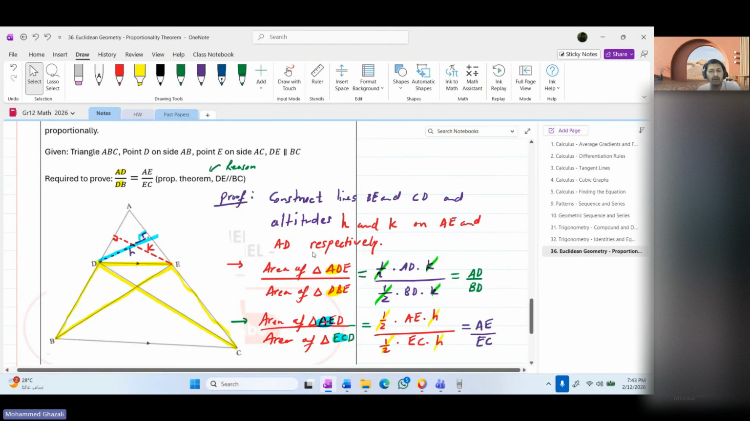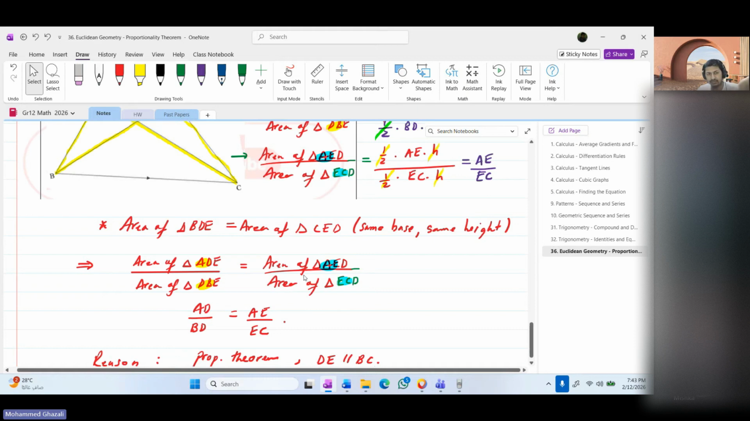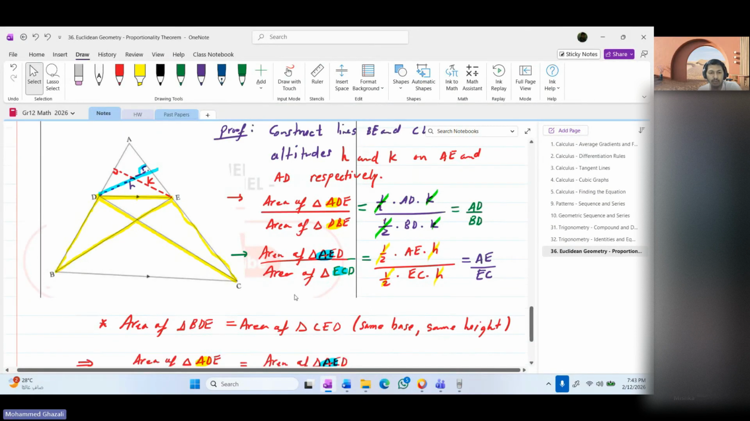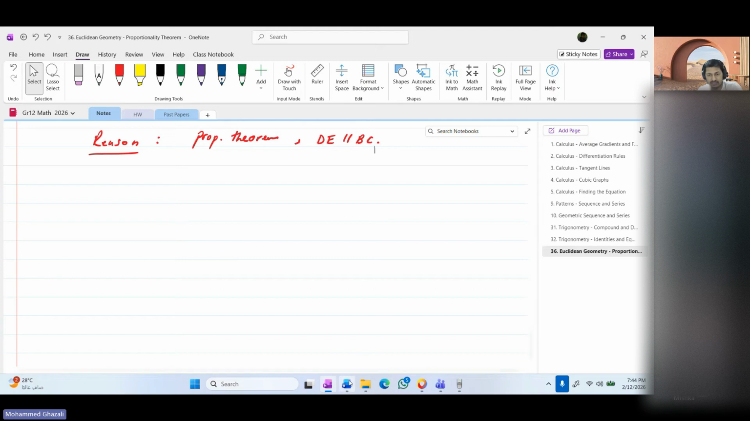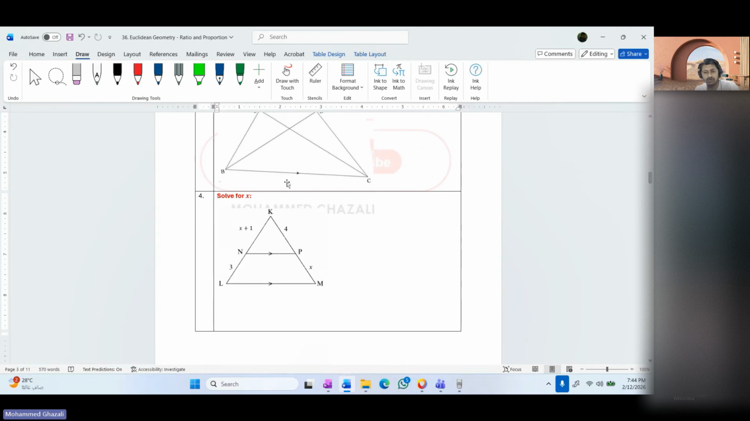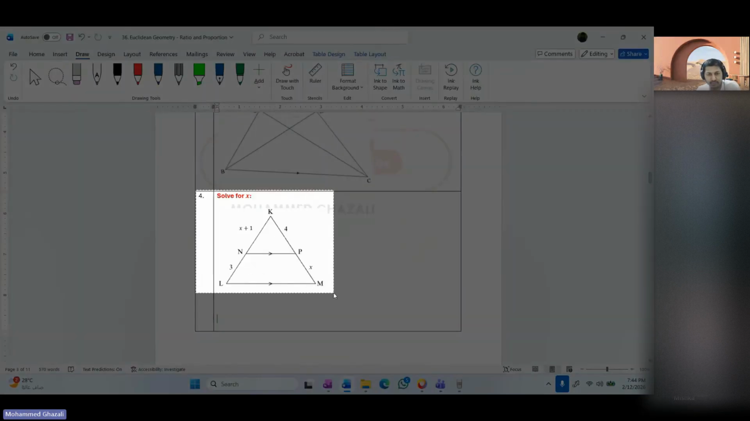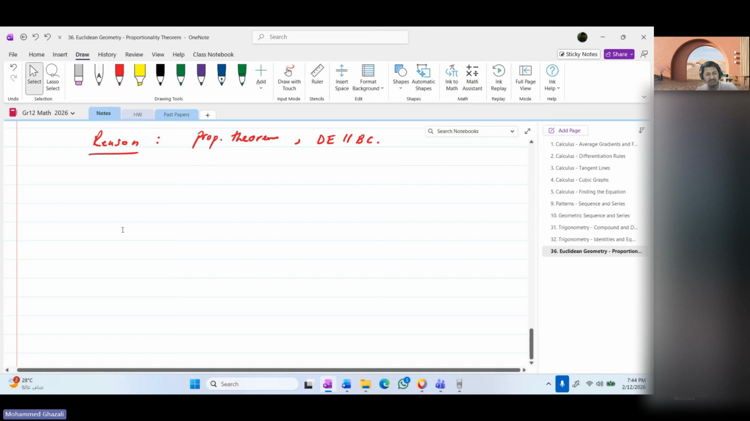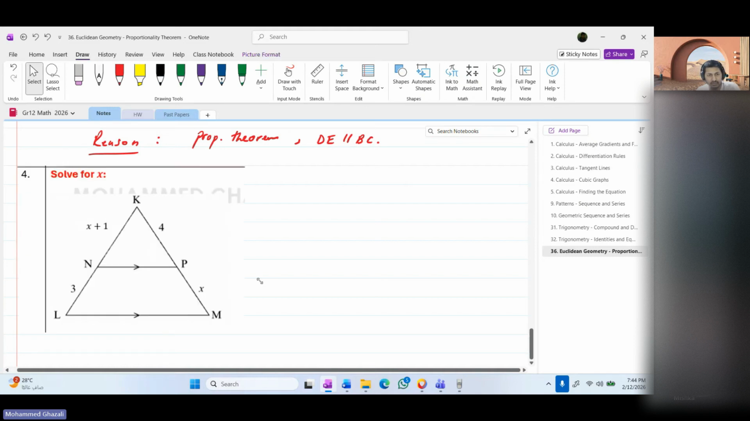All right, guys. Now the applications are very simple, because what are we saying? We're saying AD over BD equals AE over EC. This line divides the other two sides of the triangle in the same proportion. Now let's look at some examples. We're only solving examples now because we are done with the main proof that you will be examined on in grade 12 on the prop theorem. Remember, the next part is similarity, but today's lesson, we're focusing on the proportionality theorem.